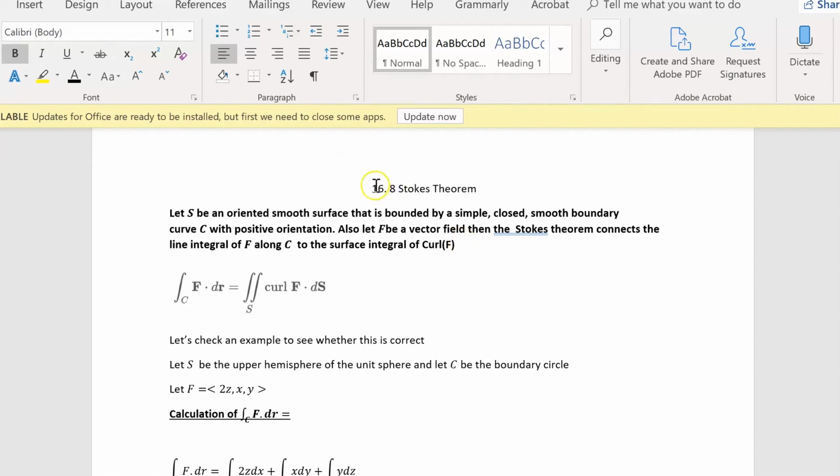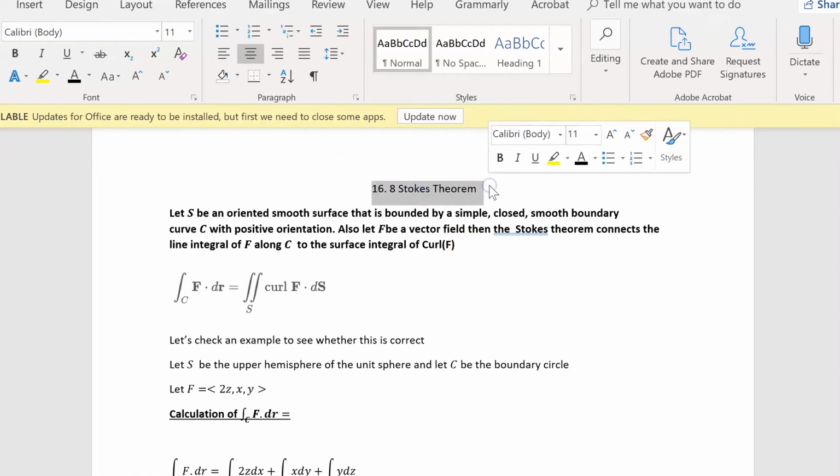So this is my video on 16.8, which is Stokes' theorem. You may recall that earlier we did Green's theorem. So what does Green's theorem do? When you have a two-dimensional region, and you look at the boundary curve of that region, Green's theorem connects the line integral along the boundary curve with a certain double integral over the region.